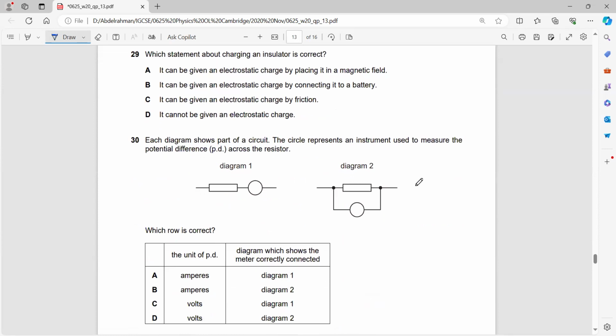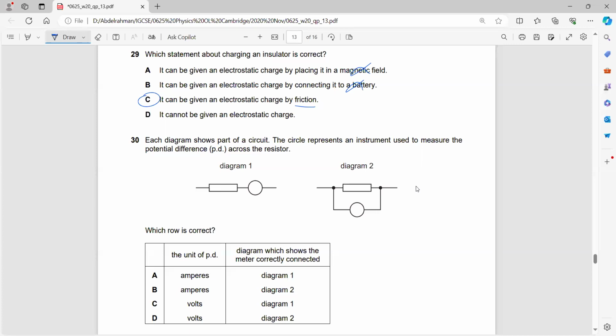Which statement about charging an insulator is correct? It can be given an electrostatic charge by placing it in a magnetic field? No. By connecting it to a battery? No. By friction? Yes. By friction between two non-metals, two insulators, a dry cloth, for example, and a plastic rod.